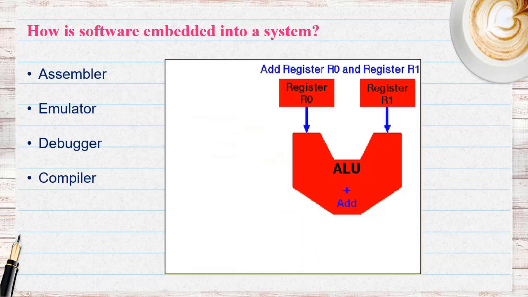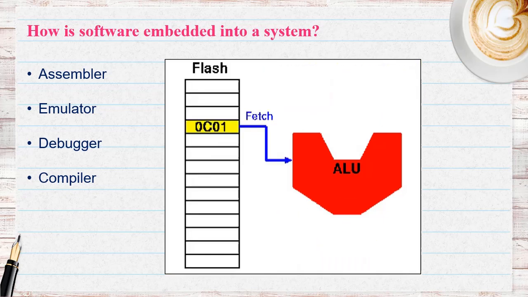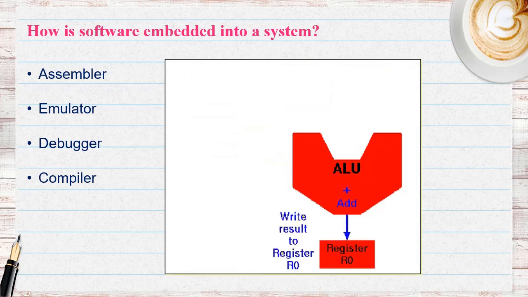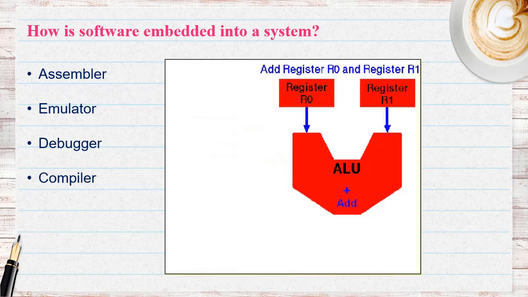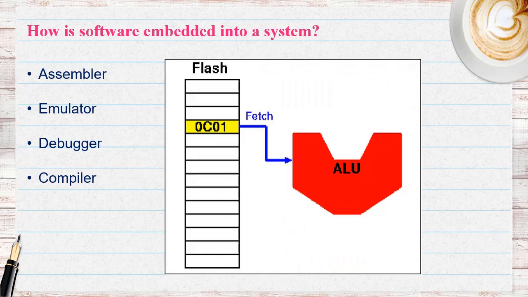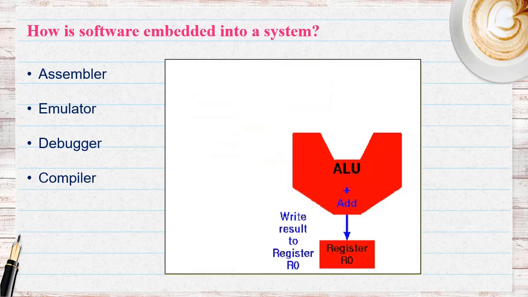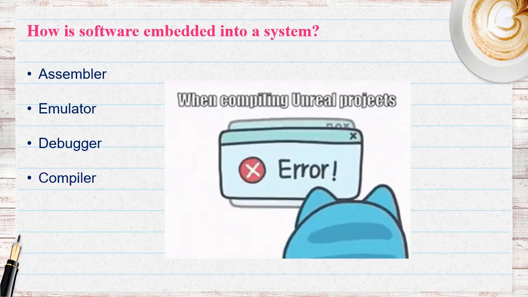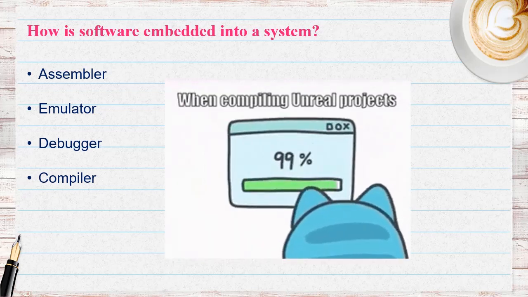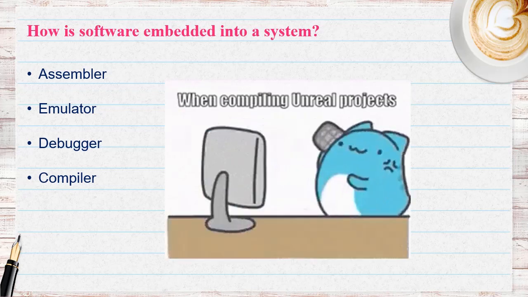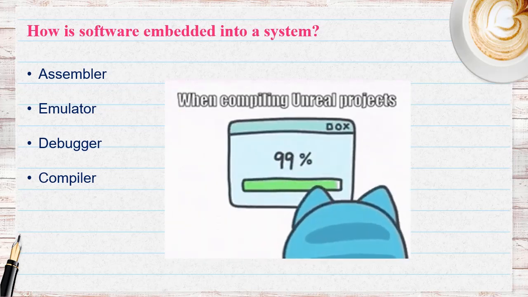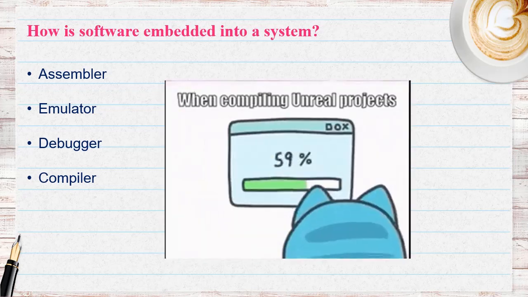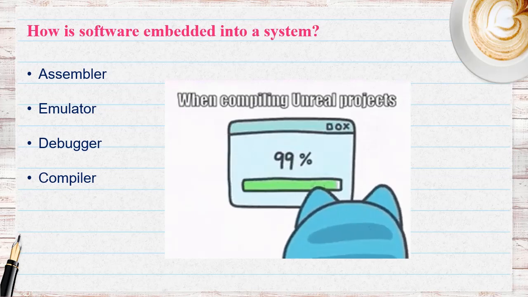These are the tools that are generally used in embedded system development: assembler, emulator, debugger, compiler. When you program in assembly language, this assembly language program is converted into the hex code using this utility. Then using some hardware called a programmer, we write the chip.